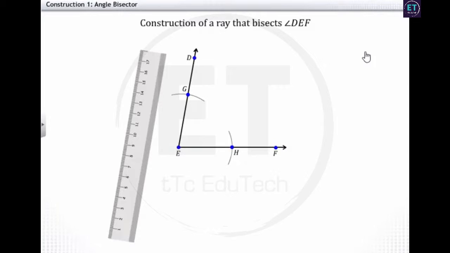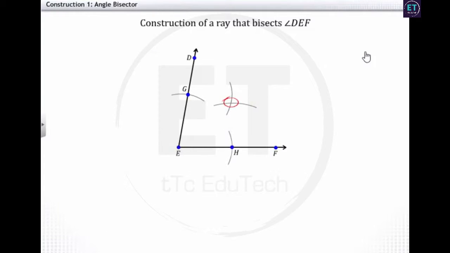Now with the same measure, place the compass on point G and draw another arc. This arc will lie within the angle DEF. Repeat this step by placing the compass on point H. The arc that is drawn intersects the previous arc. Name the point of intersection as I. Now, let's draw a ray from point E passing through the point I. This ray, EI, is the bisector of angle DEF.